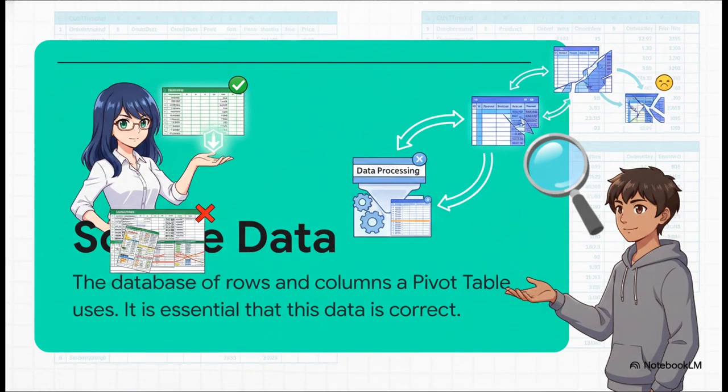But before we jump in and build one, there's a really important rule. Your pivot table is only as smart as the data you feed it. Your source data has to be clean, it has to be organized, and every column needs a clear header. Basically, garbage in, garbage out. If the source is a mess, your answers will be a mess too.